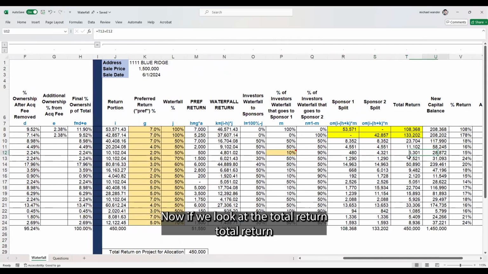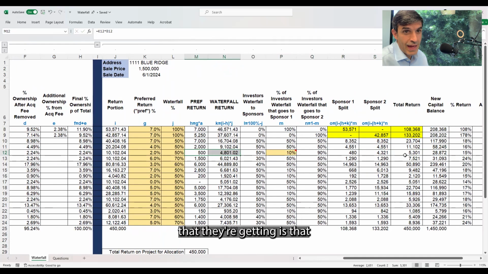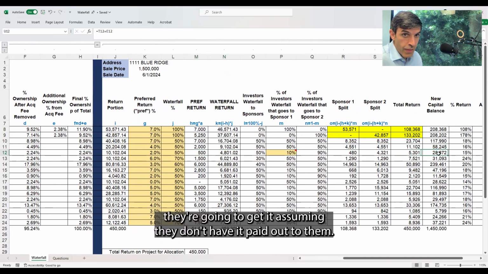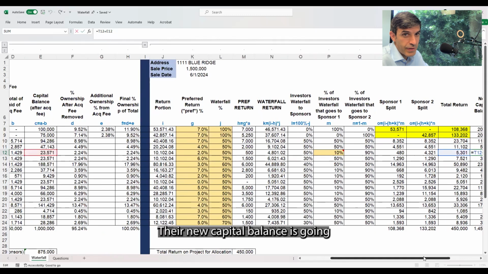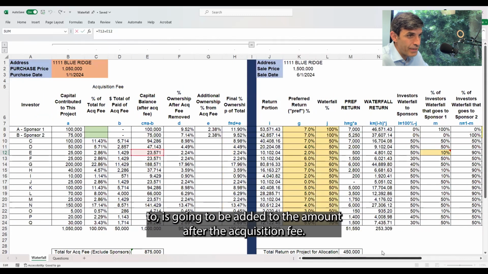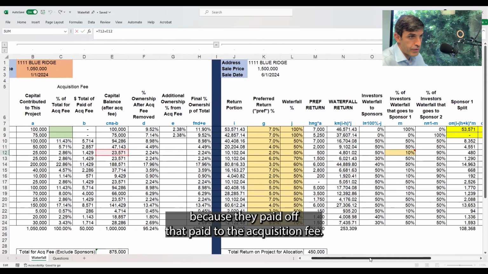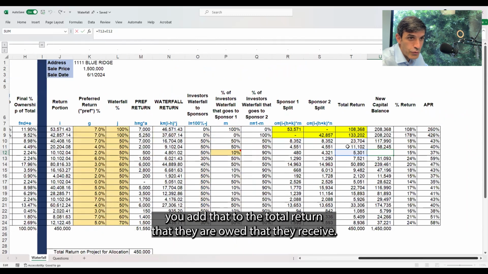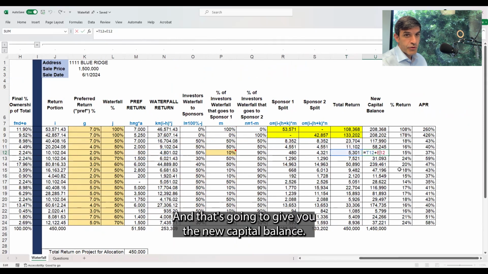Now, if we look at the total return that they're getting, it is that. Because they get this return, assuming they don't have it paid out to them, their new capital balance is going to be added to the amount after the acquisition fee. So they don't get their original capital because they paid the acquisition fee, but you add that to the total return that they receive, and that's going to give you the new capital balance.